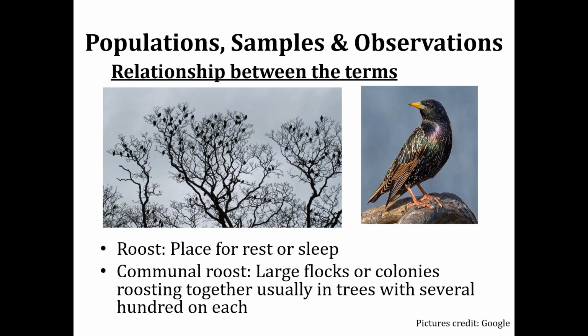Now we are going to see the relationship between these terms that we have just studied: the population, samples, observations, units, and variables. For that purpose, we are going to take the example of a communal roost of starlings. In the pictures, you can see a small bird, and this bird is a starling. And then you can see a tree on which a large number of birds are present. So this is a communal roost. What is a roost? A roost is a place for rest or sleep, usually associated with birds. And a communal roost means large flocks or colonies roosting together, usually in trees with several hundred on each. So this is what is meant by roost and communal roost, and we are going to take this example to describe the relationship between these terms.